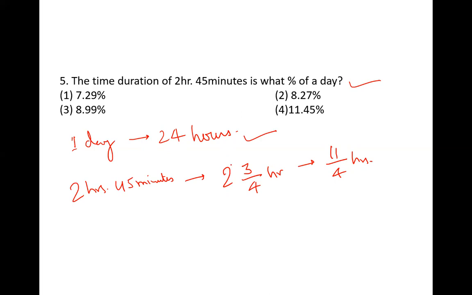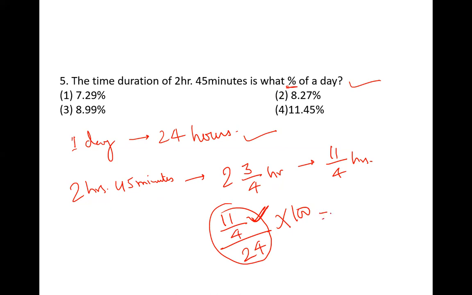So we need to find the percent. So 11/4 hours out of 24, multiply by 100. Percent means what? Out of 100. But this is out of 24. We need to calculate out of 100. Then it will become percent. What percent? We need to find the percent. So if we solve this, it will become like this. Right? This becomes 25.